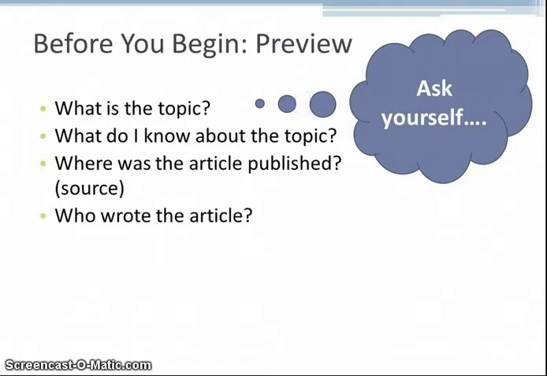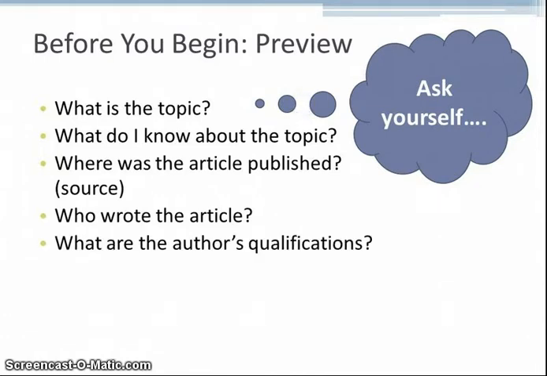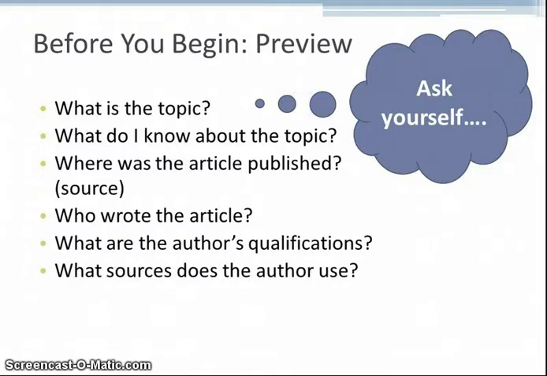Who wrote the article? Do we know that person? Are they familiar? Was it one person? Was it many authors? We look and see, where's that author from? What universities did they come out of? In other words, their qualifications. And what sources does the author use? And that we see in the references at the end of the article, or the bibliography.